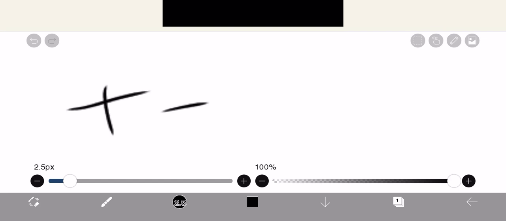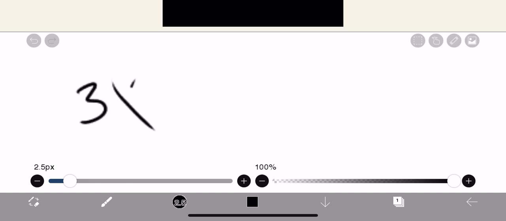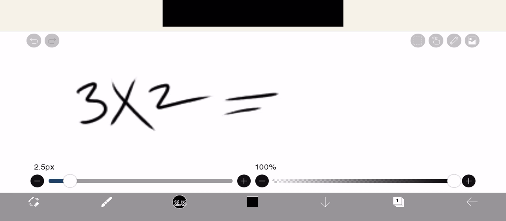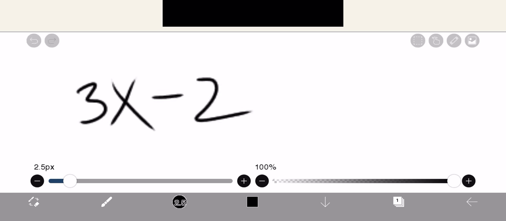But if it's multiplication and division, the answer is negative. But this only works when you're combining positive and negative. So let's take a look at a few examples. We have 3 times 2. 3 times 2, they're both positives, so your answer will be 6. We have 3 times -2. There's a positive and negative, and since we're multiplying, your answer will be -6.